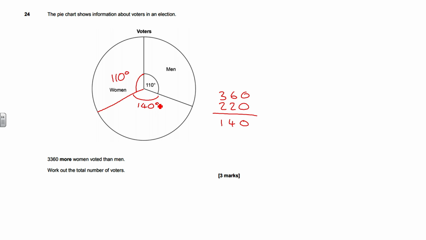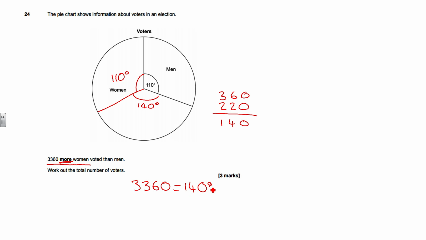Now this 140 degrees, the reason I've broken it like this is because I've got the information about how many more women voted than men. So I need to know how much more the angle is for women, because that angle will represent these extra voters. So we know that 3,360 voters was represented by 140 degrees on this chart.